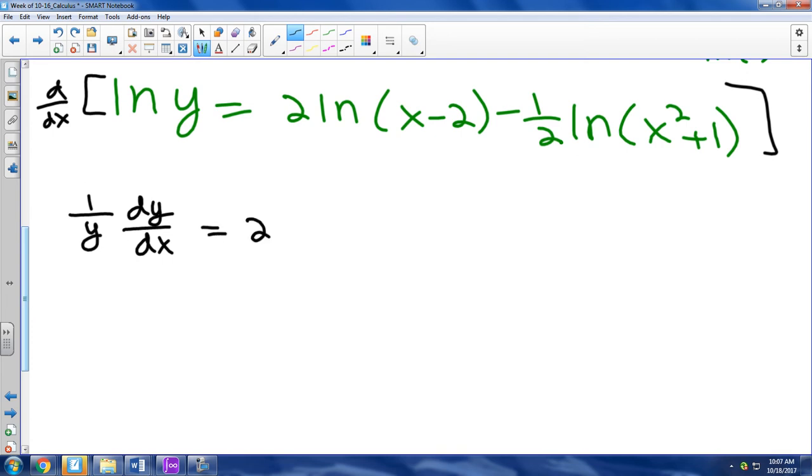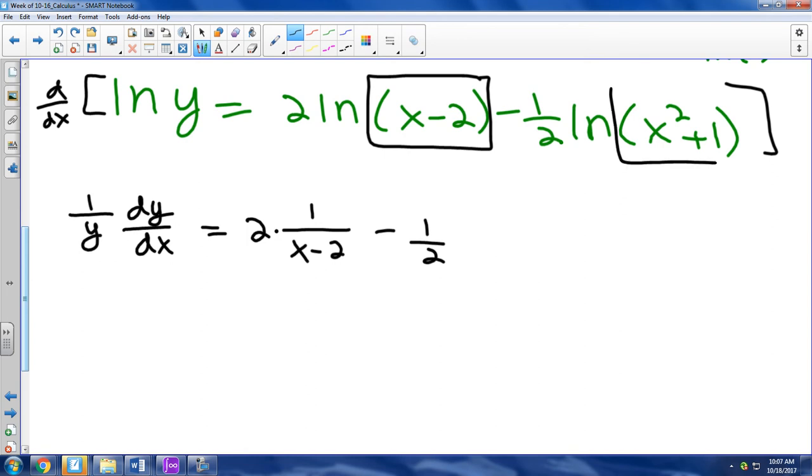Well, the 2 stays. And I like to think about this as a shortcut. This is x, so we don't have to worry about any implicit. It's really just the derivative of what's in the box over what's in the box. The derivative of what's in the box is 1, and what's in the box is x minus 2. And this is multiplication. So we're on to the next one, 1/2. It's going to be the derivative of what's in the box over what's in the box. Here's what's in the box, and the derivative of what's in the box is 2x. So we've really done it.